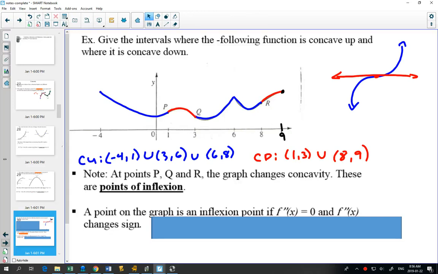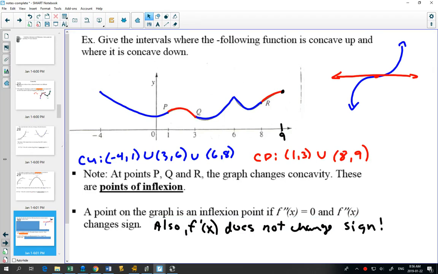So at a point of inflection, the second derivative is 0, and the second derivative changes sign. We also make a note that if the second derivative is equal to 0, the first derivative can't change sign at that place, because I can make an example where the second derivative is 0, but it happens to be a minimum or a maximum.